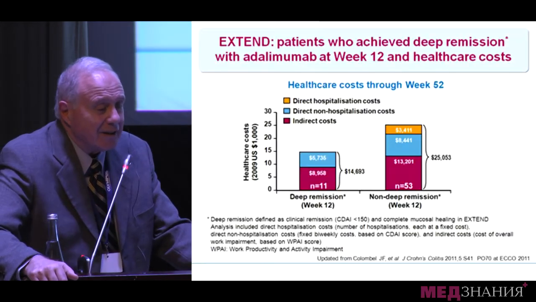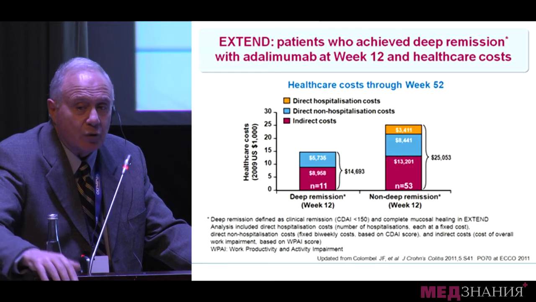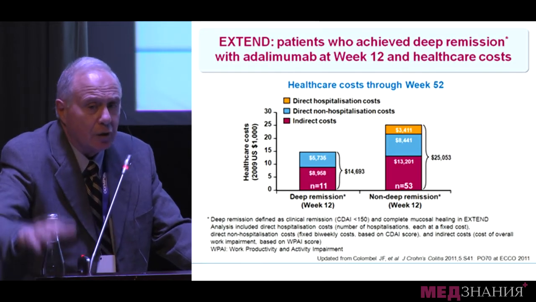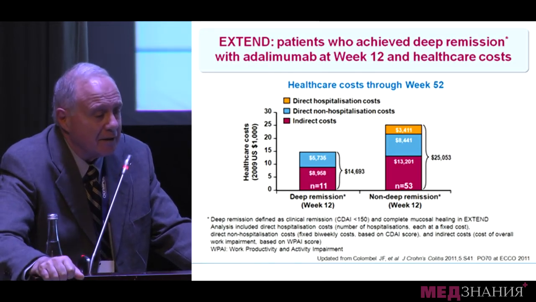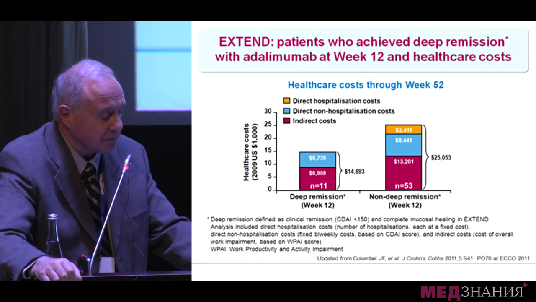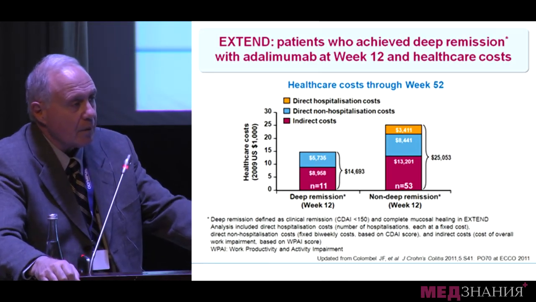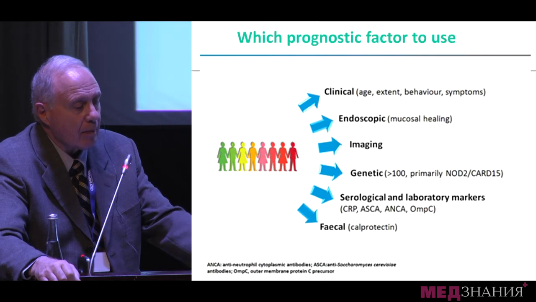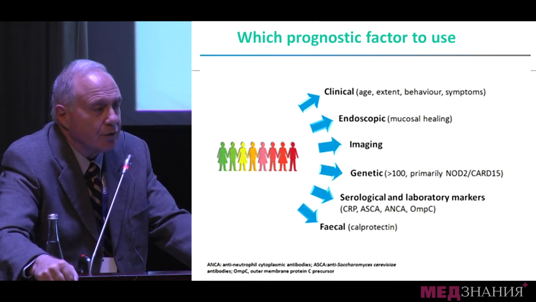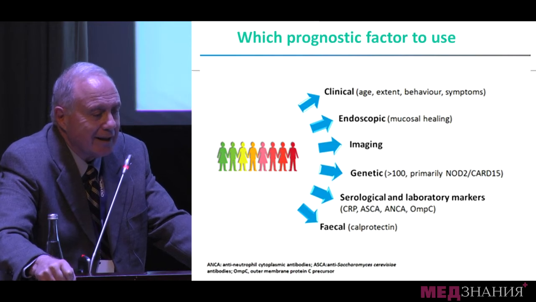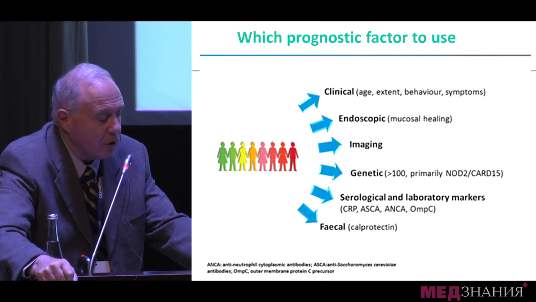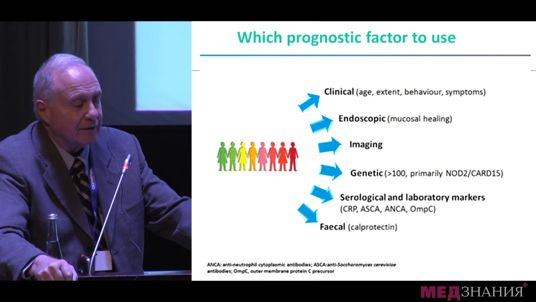And this is translated into money. Patients in mucosal healing or in deep remission cost half to your government than those that are with active disease. So which prognostic factor to use? Clinical, endoscopic, imaging, genetic, serologic, or fecal calprotectin?